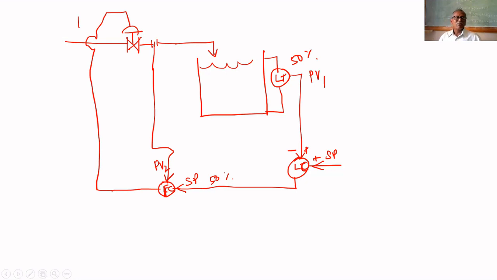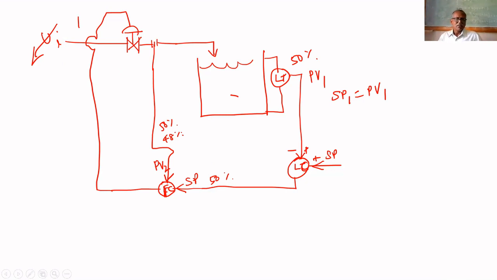Now, what will happen? Let us assume that set point equals PV, set point 1 equals PV1. That is, level is at its set point. At that time there is a decrease in upstream pressure. What will happen to the flow rate? Now, what is the flow rate? 50%. Set point is 50%, flow rate is 50%. But upstream pressure suddenly decreases. That's why flow rate decreases to 48%.